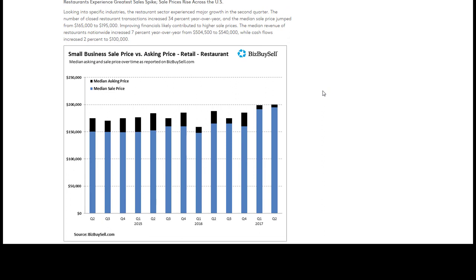Now they zoom in on the restaurant industry. Each insight report, they'll choose different things, as I said, and in this particular one, they've found that sales price as a percentage of asking price has been increasing over time, and so they're trying to infer from this that demand for restaurants is increasing, basically. So, take from that what you will. It's interesting to a degree, but use your own judgment.